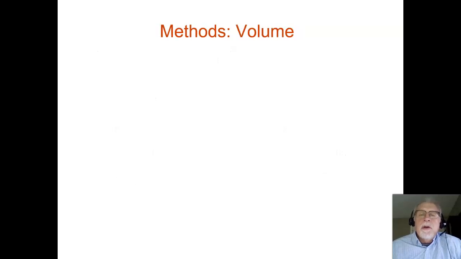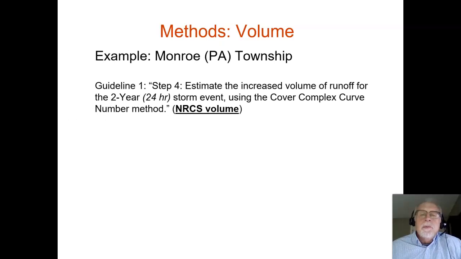For the volume calculations, again from the same document, estimate the increased volume runoff for the 2-year, and this is the 2-year 24-hour storm event, using the cover complex curve number method. This is, and I put the parentheses in, the NRCS volume method. So it gives us the inches of runoff. That's guideline 1. So first of all, you determine if you're under guideline 1 or guideline 2.